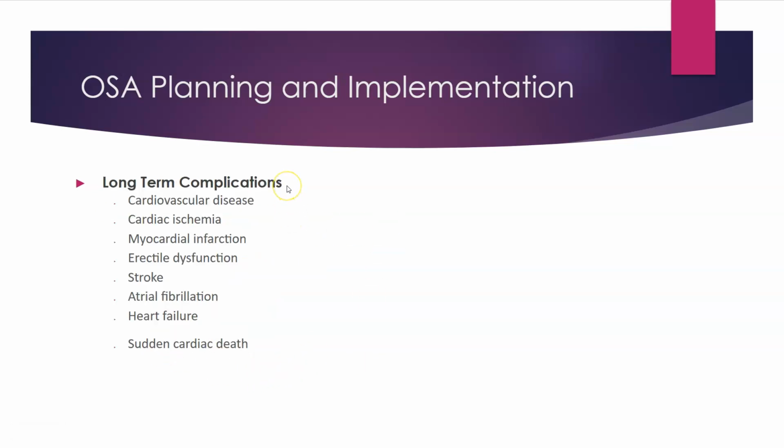Long-term complications: this is probably the important thing with OSA, is the fact that in and of itself, it's probably not going to kill them. However, the side effects of this are significant, and over time, it might kill them because it will lead into cardiovascular disease, ischemia, myocardial infarcts, erectile dysfunction, strokes, AFib, heart failure, and sudden cardiac death. So OSA has been implicated with a multitude of other signs and situations and pathology. So trying to prevent this will hopefully prevent some of those other negative aspects of it.